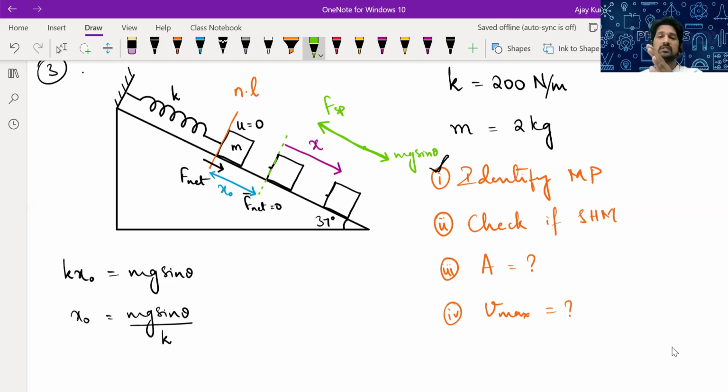So the first thing to do is identify the mean position. And from there, you assume it is displaced by some distance x. They won't tell you all that in the question. You will have to visualize it on your own. So let's say it is displaced by x.